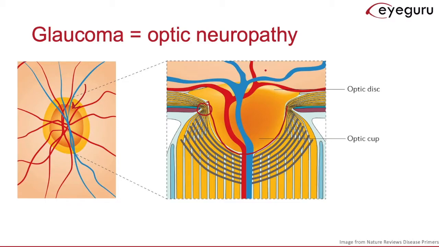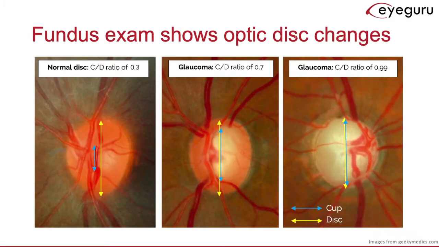The key is that glaucoma is a disease of the optic nerve, not of intraocular pressure. So here are some examples of actual fundus photos, one normal on the left and two with differing degrees of glaucomatous cupping. So on the left is a normal optic disc. It's pink and well perfused with a cup-to-disc ratio of about 0.3.